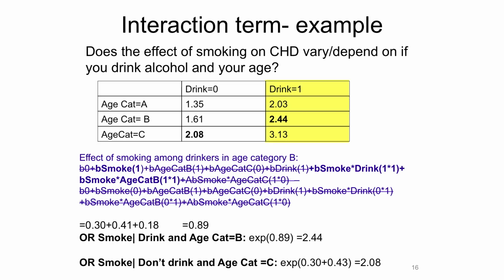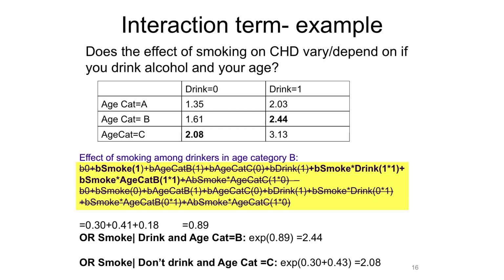There will be 3 age category specific odds ratios comparing smokers versus non-smokers within the drinking stratum, and 3 age category specific odds ratios comparing smokers versus non-smokers within the non-drinking group. Let's try an example. Let's say we're interested in the effect of smoking among drinkers in age category B. We follow the same steps as before of writing out the full equation for smokers and non-smokers in this category and assigning 1s and 0s as appropriate.